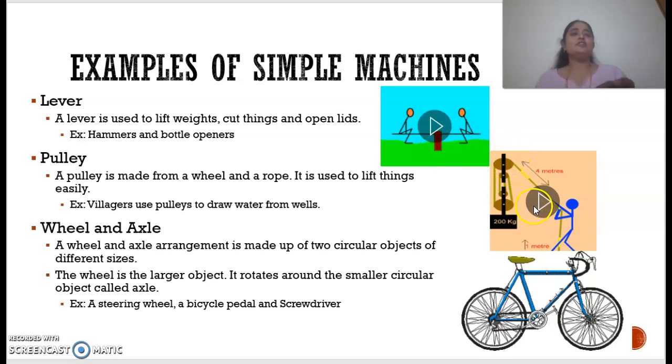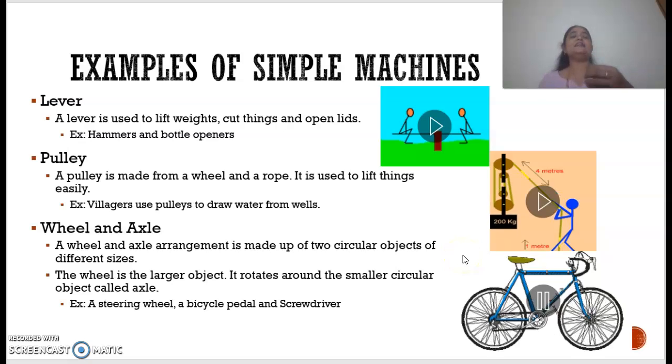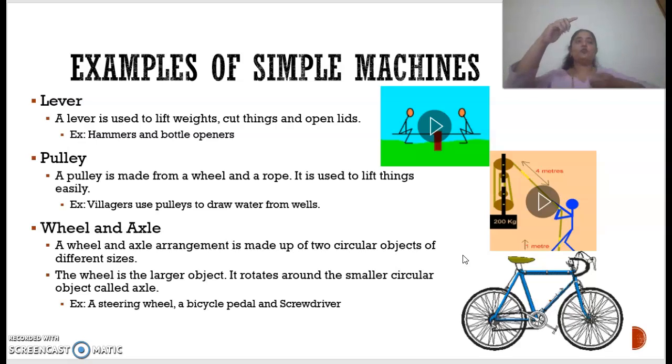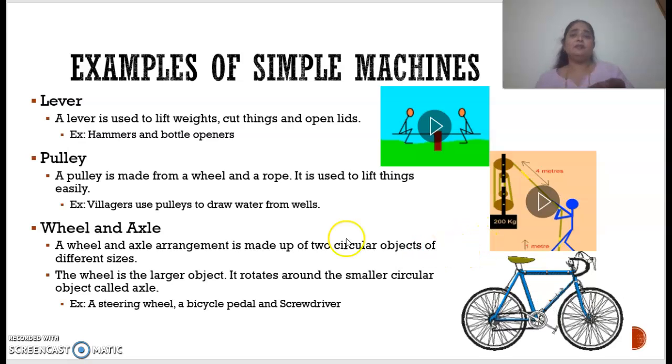Second simple machine we are mentioning is pulley. Hope you have seen pulley in villages. You must have seen villagers drawing water from the well using pulley. What it contains is one wheel. Over the wheel there will be a rope. At one end of the rope you will be applying the force, and at the other end of the rope there will be a bucket from where we can pull the water outside. So this is also a very simple machine.